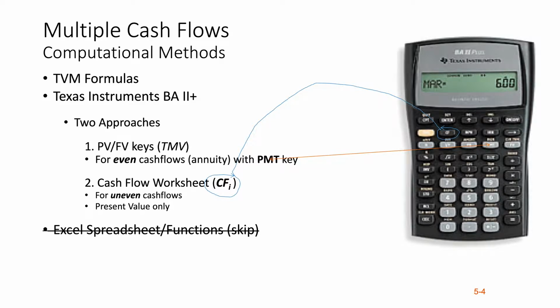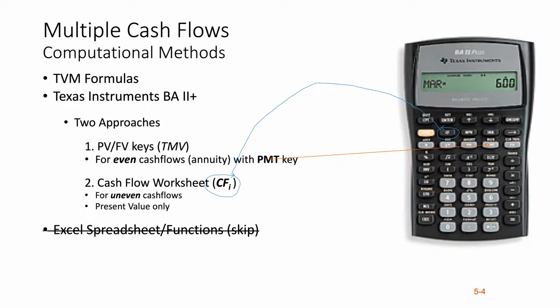There are three ways, as discussed in the chapter, to deal with those problems. One is the formula. The second one is the financial calculator. We're going to use the TI BA II Plus. The third one is the Excel spreadsheet function. We definitely are going to skip the Excel function. Let's concentrate on the financial calculators.